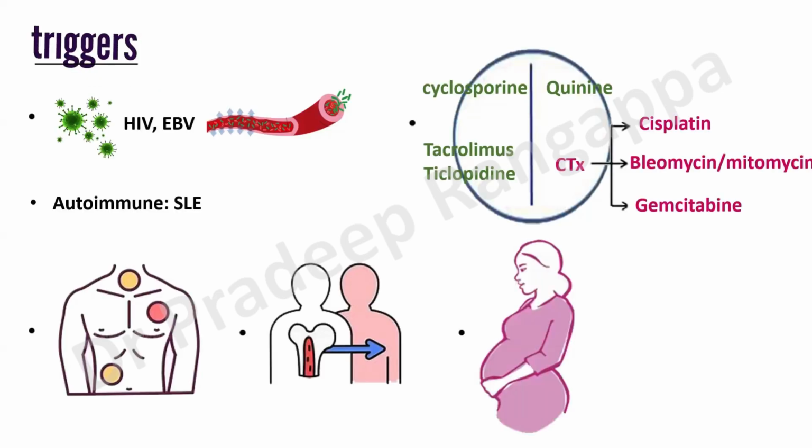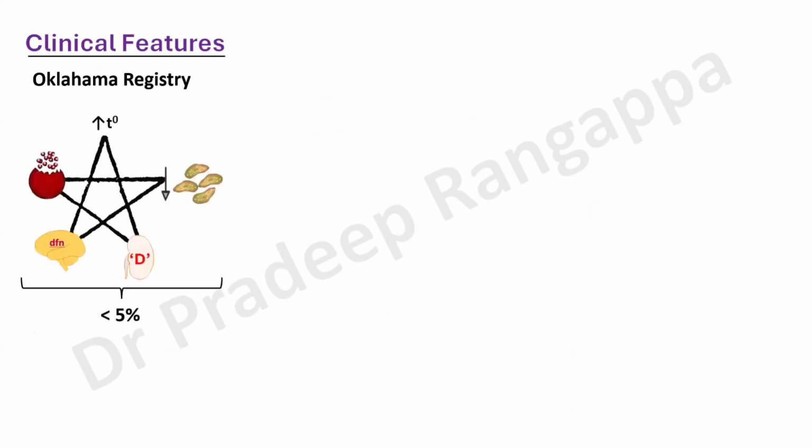So when you look at the clinical features, there is the Oklahoma registry, which is the large registry for TTP. They have identified the percentage-wise occurrence of clinical features in TTP, and it can be very variable. The clinical features can be diffuse and variable, but the pentad features, which I mentioned, occur actually in less than 5%.